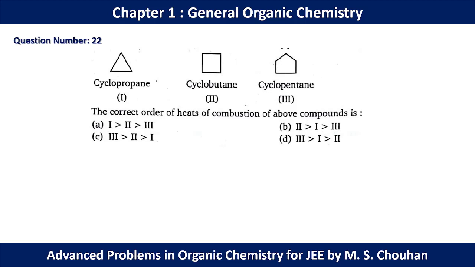In question number 22, cyclopropane, cyclobutane, cyclopentane, three molecules are given, and we have to compare these three molecules for their heat of combustion. As we know that heat of combustion is directly proportional to number of carbon. In cyclopentane we have 5 carbons, in cyclobutane we have 4 carbons, in cyclopropane we have 3 carbons. As we know that more the number of carbon, more will be the heat of combustion value. So in this case the order should be 3 greater than 2 greater than 1, and so for question number 22, option C should be the correct option.